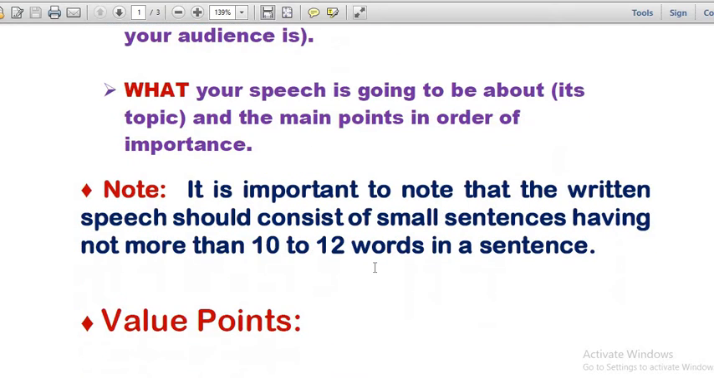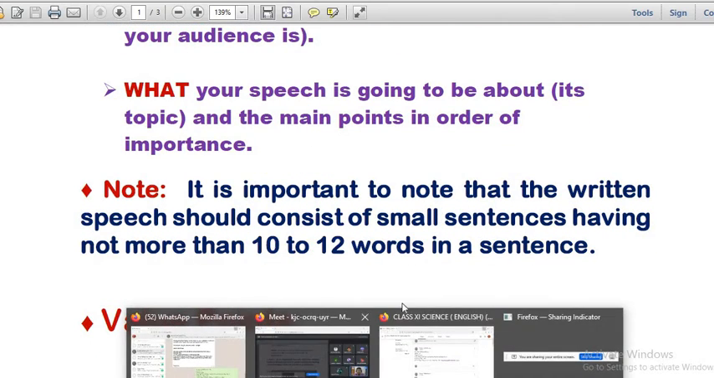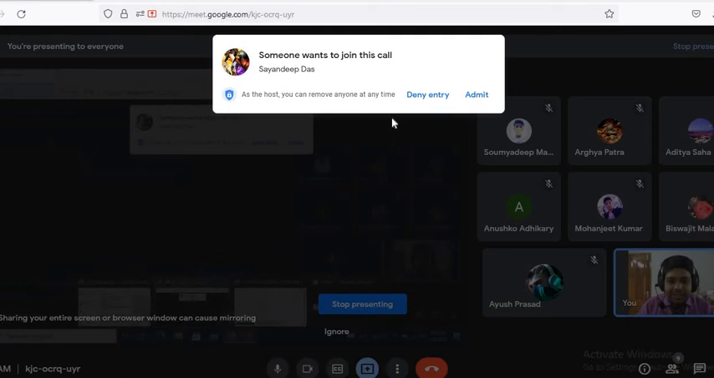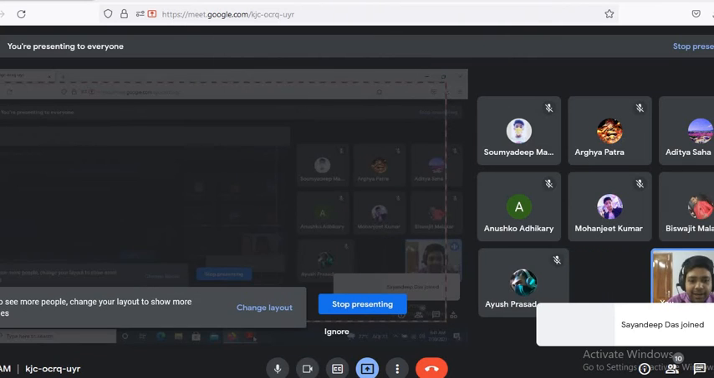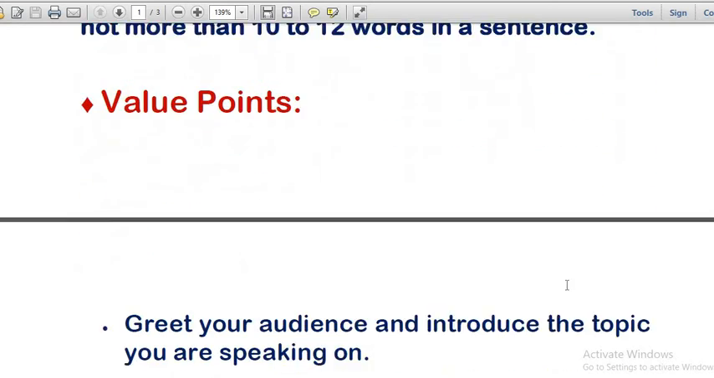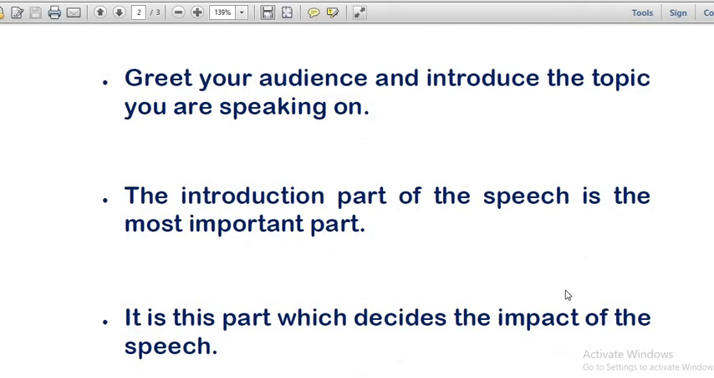Okay. And another important thing, related to the structural information of a speech, is that the written speech should consist of small sentences. It should not be more than 10 to 12 words in a sentence. Remember, this is the technical aspect that you should all note down, dear students: the written speech should consist of small sentences having not more than 10 to 12 words in a sentence. Very, very important.